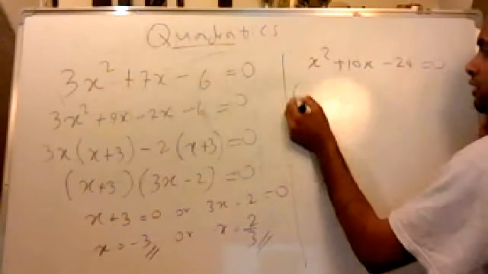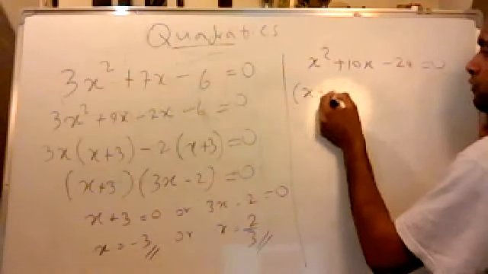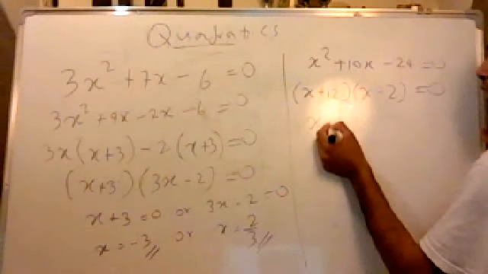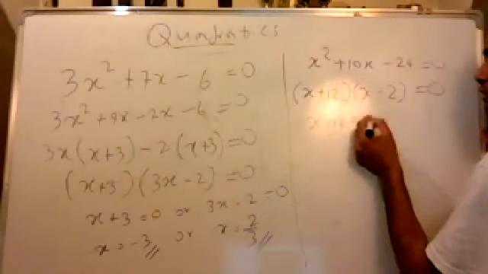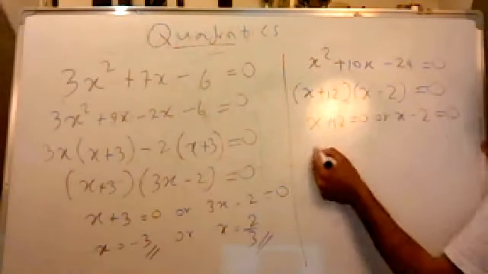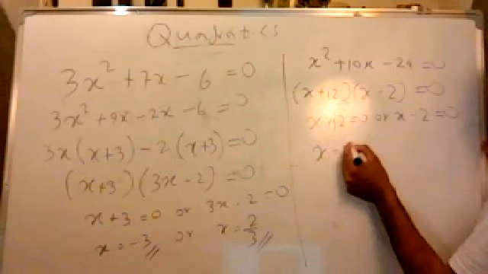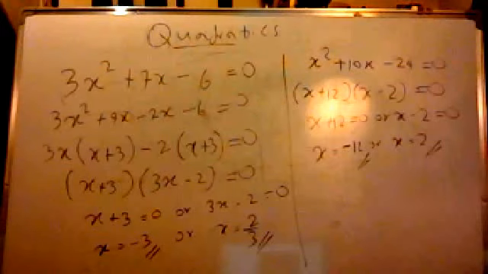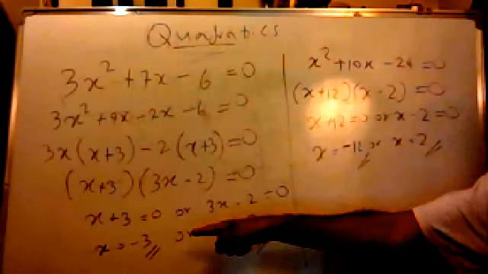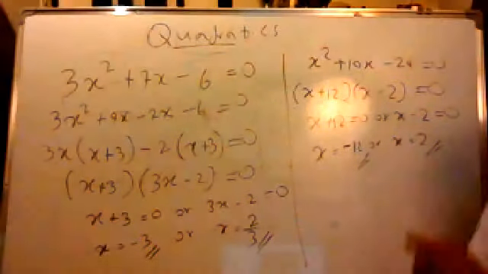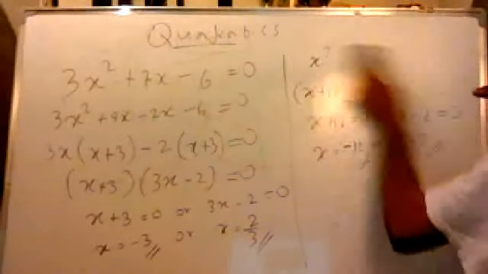So that means x plus 12, x minus 2 equal to 0, so x plus 12 equal to 0, or x minus 2 equal to 0, so x equals minus 12, or x equals 2. So those are the two solutions. So that's a simple one. That's a bit more complicated. Now let's just do one more complicated question. Let me just wrap this off quickly.